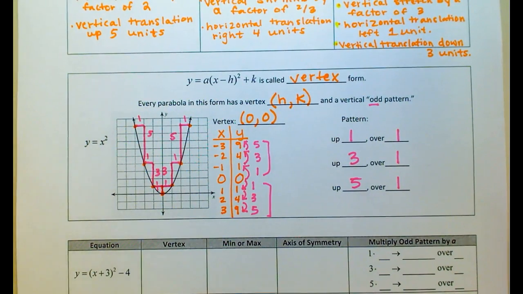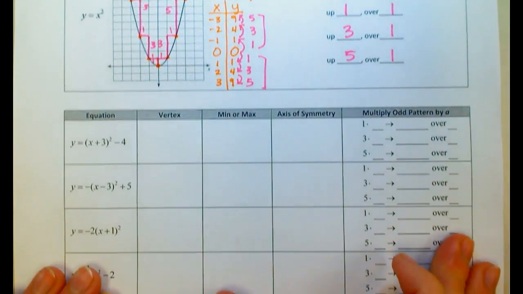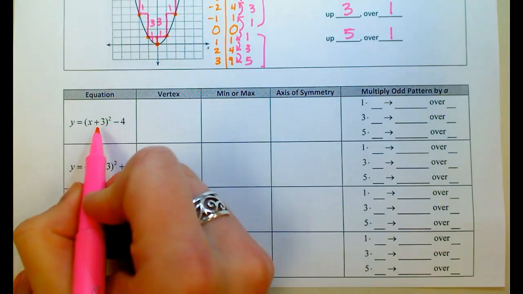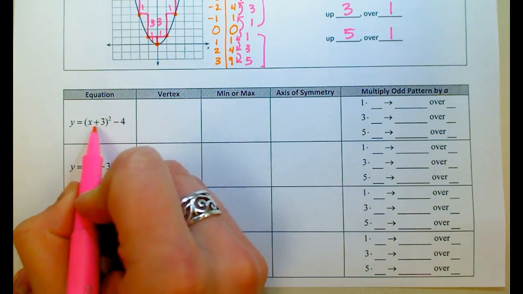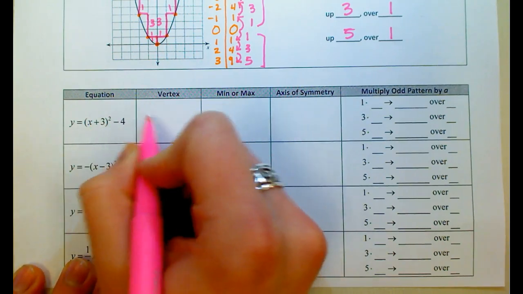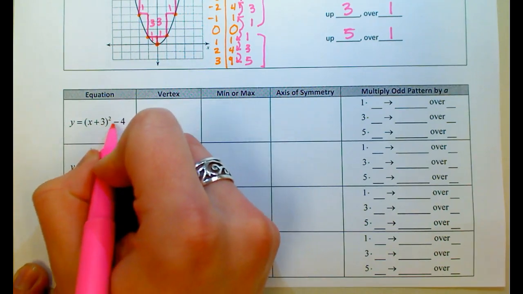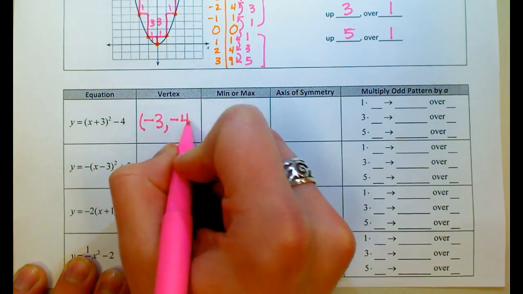So this odd pattern will work for every quadratic. It may not be 1, 3, 5 each time, but it follows this 1, 3, 5 pattern. So let's talk about how this pattern is actually going to work. Well, in this chart, we have our multiple equations. We're going to first identify the vertex. Well, we know from our transformations that this plus 3 on the inside means we're going to go to the left 3. So our vertex is starting on -3. And then we know from this -4, we're going to go down 4.